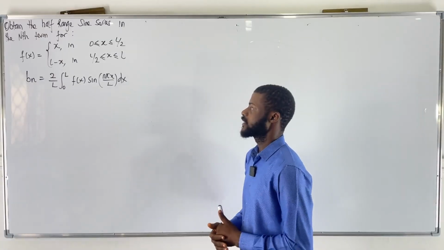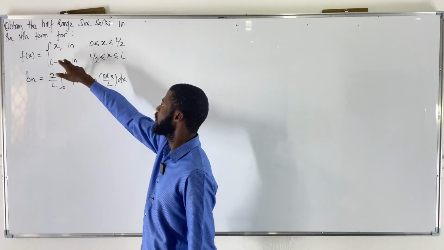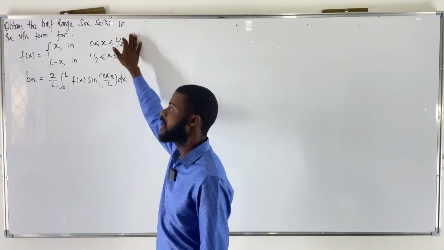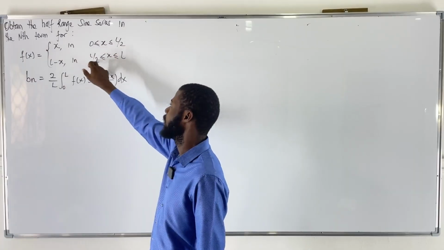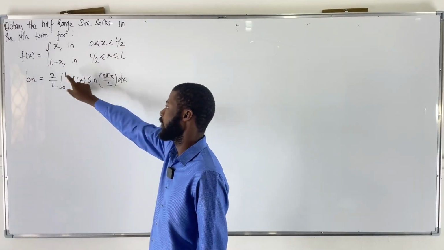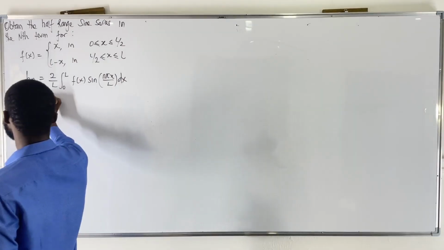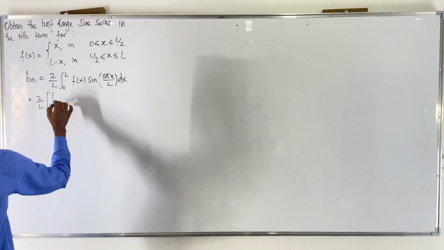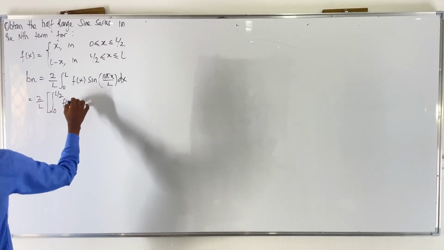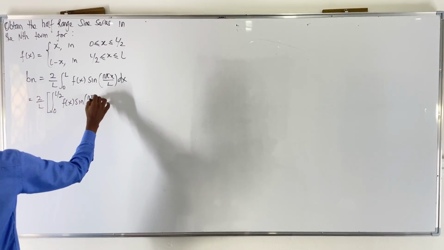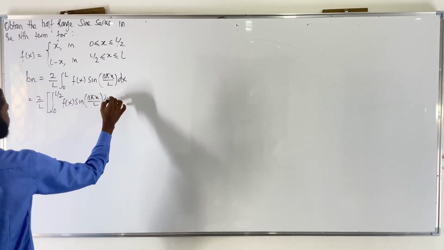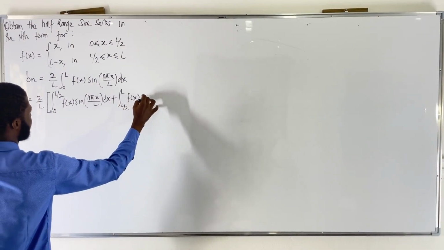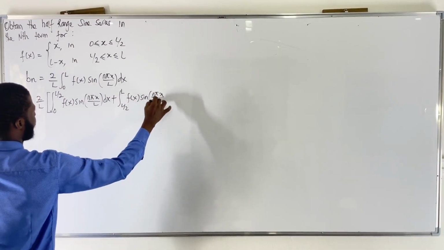And the next is the function. The range 0 to L was broken down into two parts. So we have 0 to L over 2 and L over 2 to L. So we're going to break this down also. So this will become 2 over L, then we have integral from 0 to L over 2 f of x sine n pi x over L dx plus integral from L over 2 to L of f of x sine n pi x over L dx.